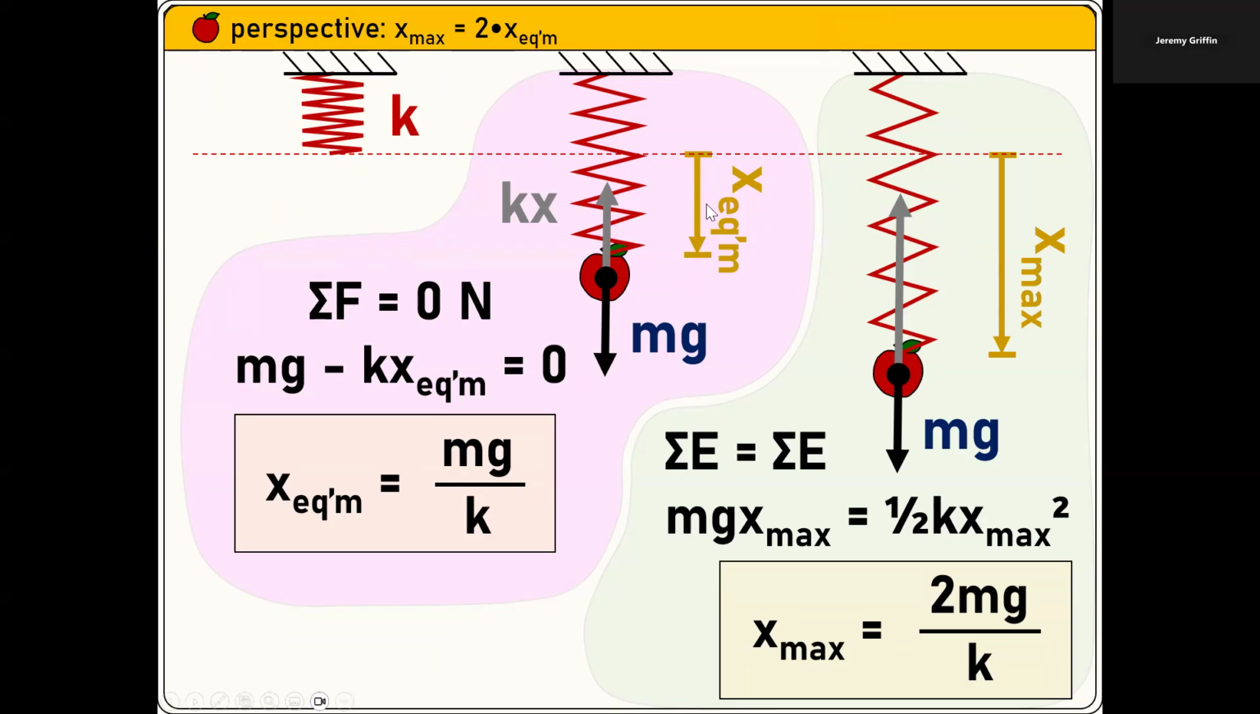Guys, look at this equilibrium stretch position and look at this maximum stretch position. Are those the same or different? They're definitely different. If I got my animation right, if I got this picture right, guys, they're different by a factor of what? What is x max compared to x equilibrium? It's off by a factor of 2. You guys see it's like twice as much, right?